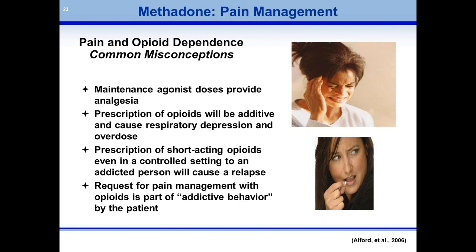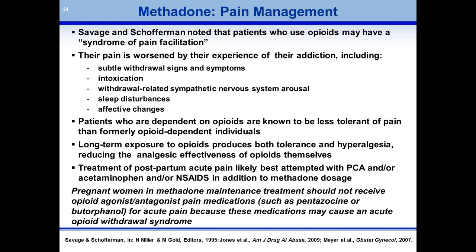Turning now to pain management with methadone, I think there are a lot of misconceptions. People can often be very concerned: if I give an opioid agonist to a methadone-maintained woman, will she misuse it? Will it cause respiratory depression and overdose? It's just her addictive behavior coming out; she really doesn't need anything. We know those things can be concerns, and it certainly depends on the patient. But by and large, what we have learned is that patients maintained on an opioid agonist like methadone actually experience more pain. They are hyperalgesic. And so we need to aggressively treat their pain like we would treat non-opioid dependent people.